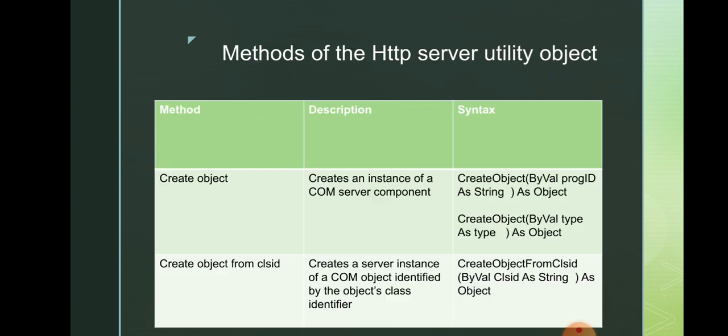Okay. Next, the methods of the HTTP server utility. The first method is CreateObject. It helps to create an instance of a COM server component. CreateObjectFromClsid. Class ID means class identifier. It creates a server instance of a COM object identified by the object's class identifier.